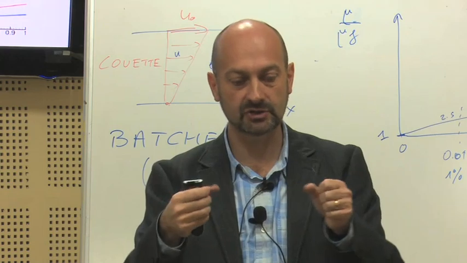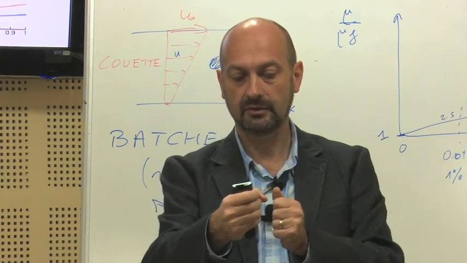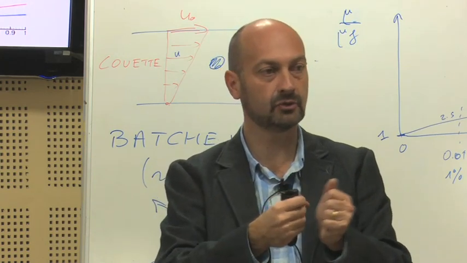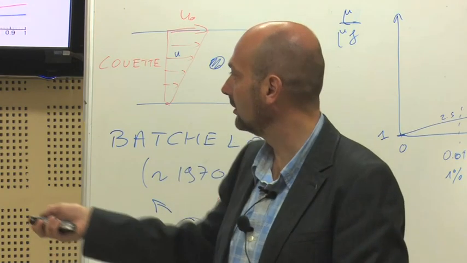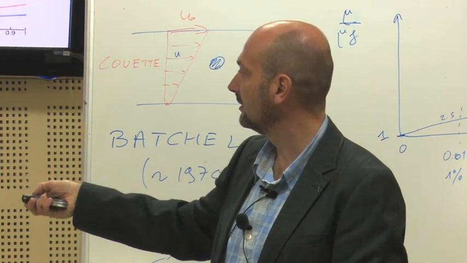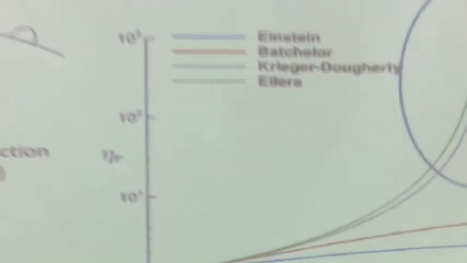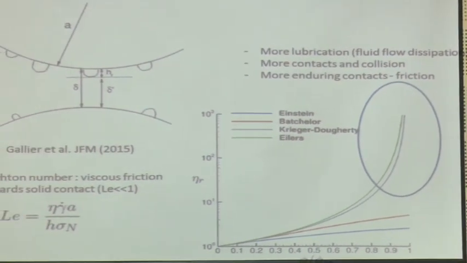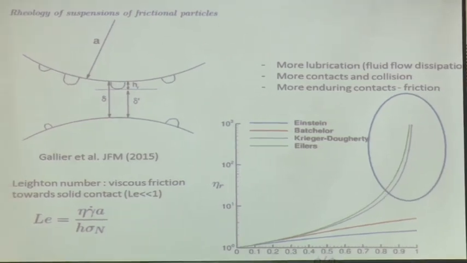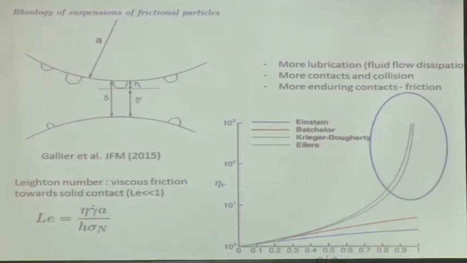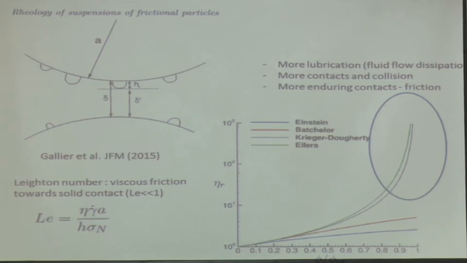Then when you increase the concentration, you need to drain the film between the particles, so you have lubrication, and this is usually what happens between 30% and 50%. And then at some point, you have collisions when the concentration is very high. And above collision, you have enduring contact, so solid contact, which is lasting a long time. And then you have solid friction, and you are in that part of the curve between 100 and 1,000 times the viscosity of the fluid.